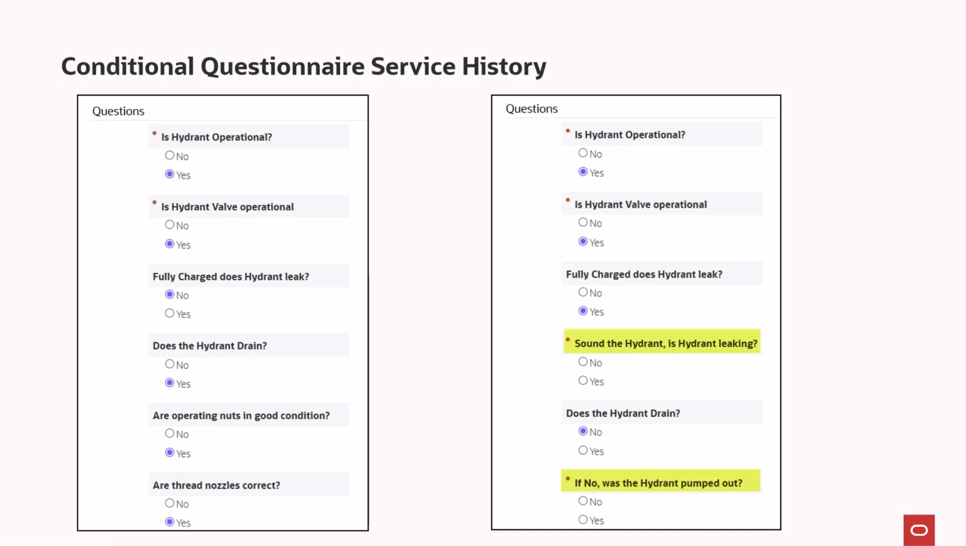Note the difference between the two screenshots. The one on the left has the answers as to not require answers to additional questions. The one on the right has the answers that do require answers to additional questions. Those additional questions were not present until the conditional answer was selected.